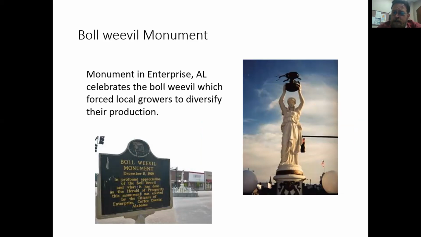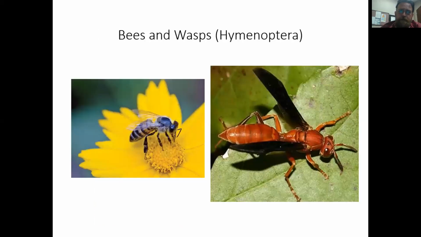One interesting note about that, these pictures are from Enterprise, Alabama, where they have a monument to the boll weevil. And it says, in profound appreciation of the boll weevil and what it has done as the herald of prosperity, this monument was erected by the citizens of Enterprise, Coffee County, Alabama. And essentially, that it prompted them to diversify their production away from cotton.